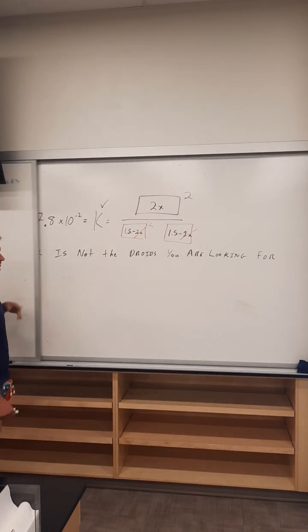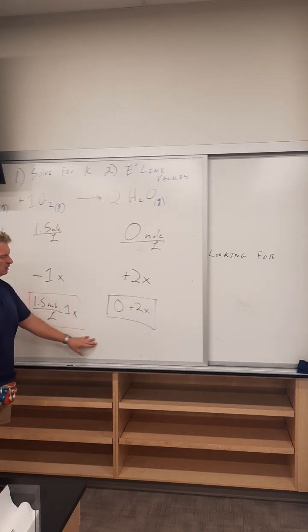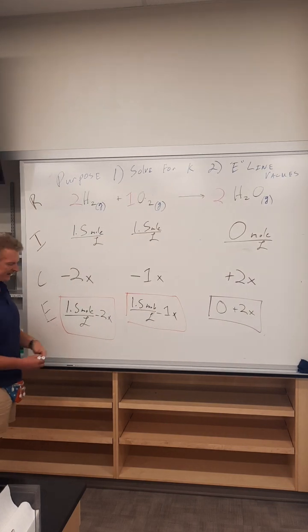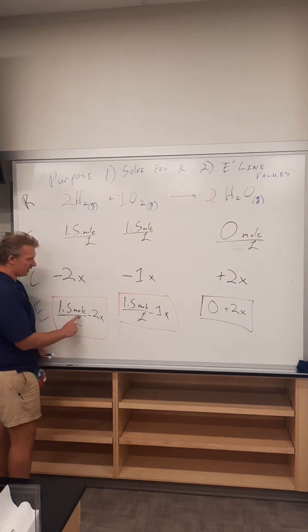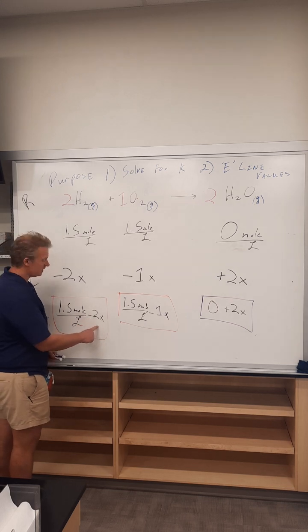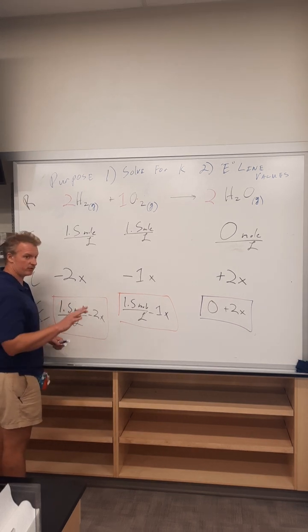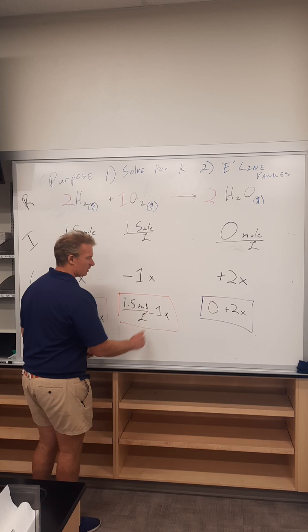Once you know x, you're going to plug them back into here. 1.5 minus 2x, whatever x is, that's going to be a real number. You can bibbidi-bobbidi-boo, and so on and so forth.